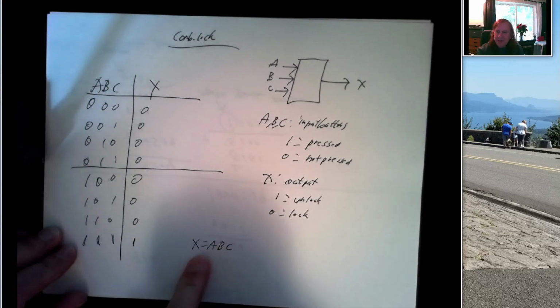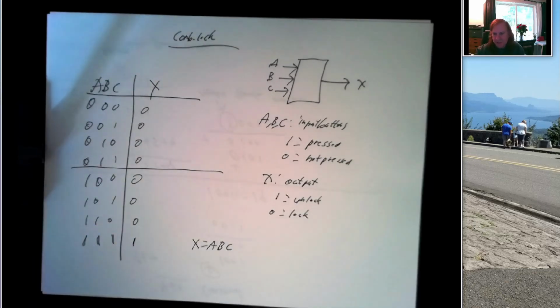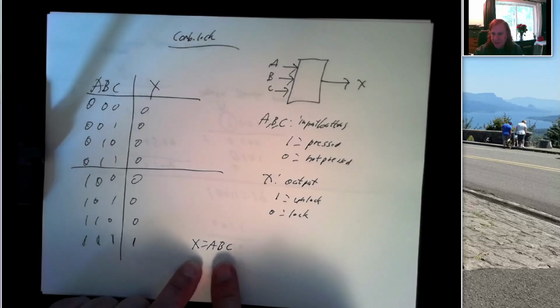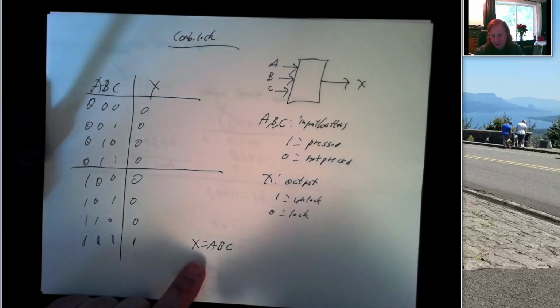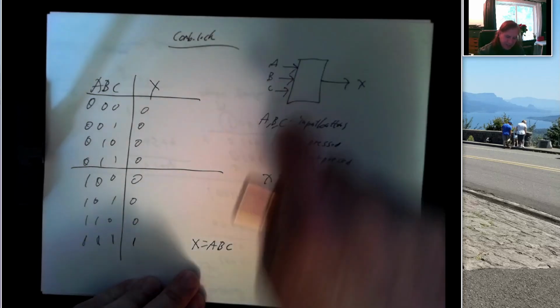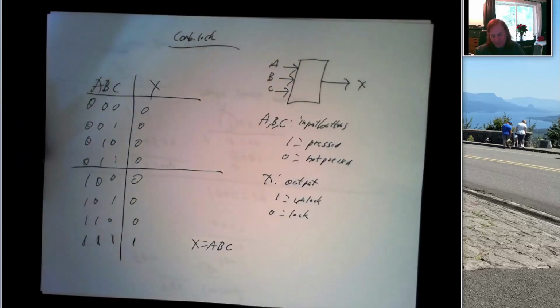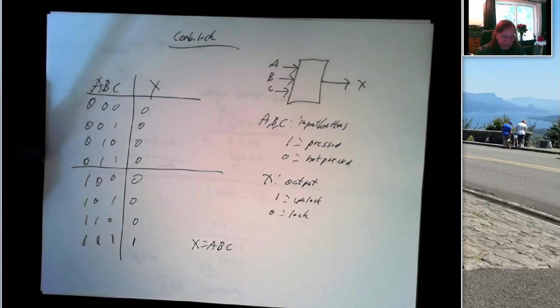And that's the only case where x is going to be a 1. In any other case, x will be a 0, the door is locked. So there's a logic equation, and we could turn that into a circuit, which we're going to do next. We can turn that into a circuit and put that inside our box, put in A, B, and C, take out the output X, and we've got our door control system.